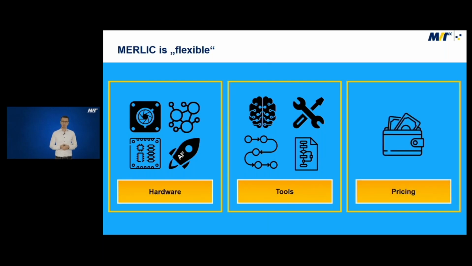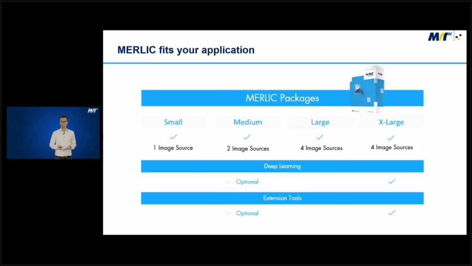And last but not least, also the pricing should be flexible. There are so many different kinds of applications out there, and the software has to fit to these applications also with the pricing. And that's the reason why we introduced with Merlick 5 our new flexible package model. We provide Merlick in 4 different packages: small, medium, large, and X large.